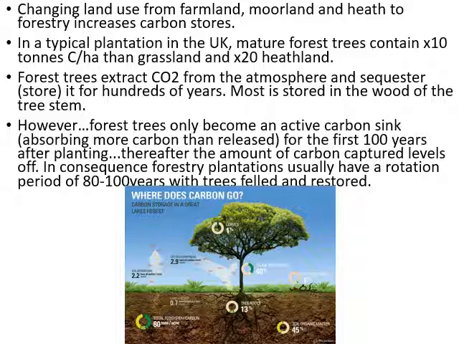However, trees only become an active carbon sink for the first 100 years after they're planted. Once they reach the age of 100, the amount of carbon that they're taking in levels off. And as a consequence, a lot of these forestry plantations usually have a rotation period of 80 to 100 years. So they're chopping down the trees on that kind of time scale and planting new ones to restore that carbon sink.